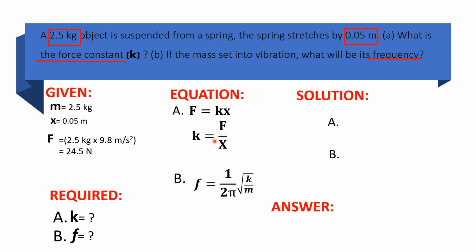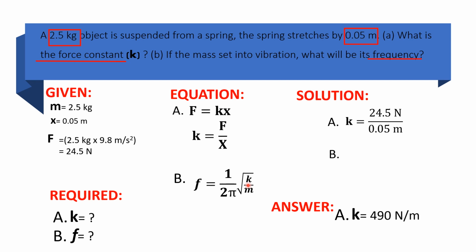We just have to substitute this given to the equation. So, let us do this. So, we have K is equal to value of a force na sinolve natin, that is 24.5 Newton. And the value of our displacement, which is 0.05 meter. Doing the math, the answer for letter A would be 490 Newton per meter. So, as simple as that. Now, we are done with the solution A and the answer for A. Now, let us proceed with B.